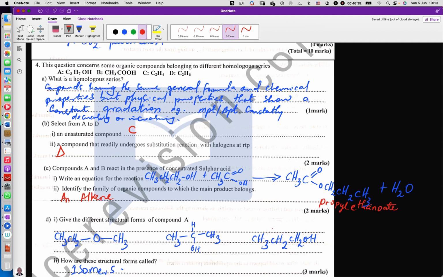Our product will be propyl ethanoate. When an alcohol reacts with an acid, an ester is formed. And the ester here is the propyl ethanoate that is formed.